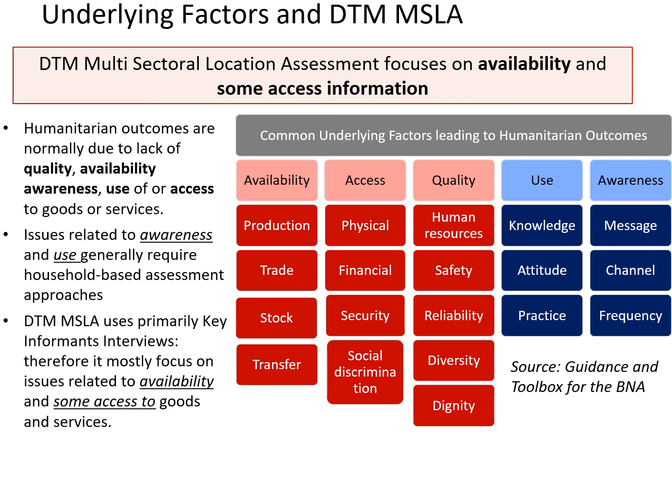As DTM multi-sectoral location assessments use primarily interviews with non-sectoral experts done by enumerators who are themselves not subject matter experts, it will be able to provide information on availability of goods and services and some aspects of access that are more objectively measurable. For example, distance of services and distribution sites. So DTM MSLA will not, however, provide information on quality or awareness or use of goods and services.